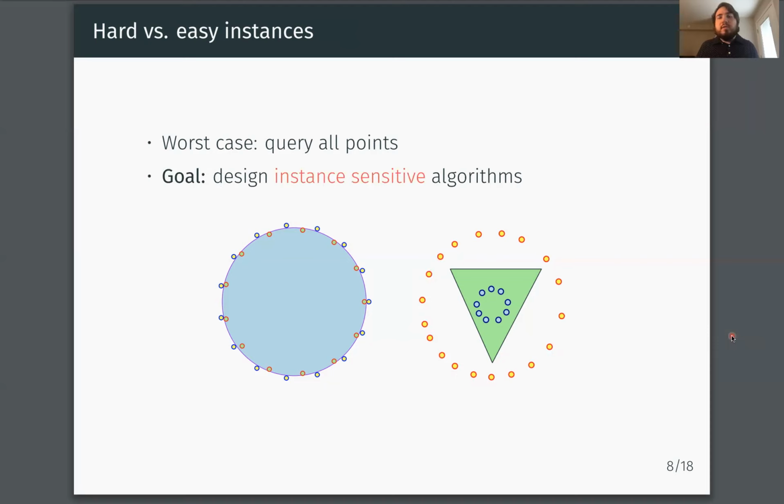So the goal here is to design instance-sensitive algorithms. What we mean by that is algorithms which perform well if the input is structured in a nice way. But if the input is some sort of worst case scenario, like the figure on the left, then we expect the algorithm to deteriorate to the brute force solution in which you just query every input point.